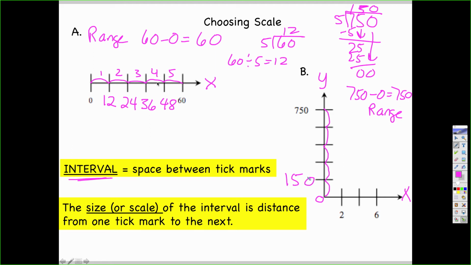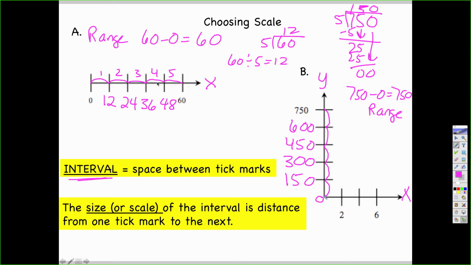So the first one is 150. 150 and 150 is 300. 300 plus 150 is 450, and 450 plus 150 is 600. So we've got evenly spaced tick marks. The intervals are the same size, and each one, it goes by 150.